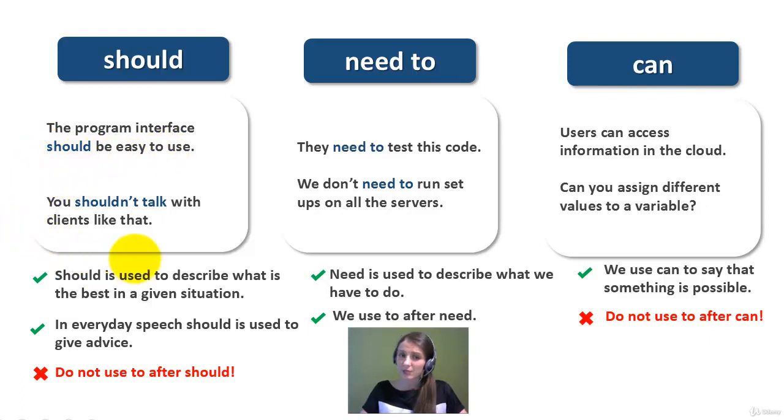Now, in everyday speech, you would use should to give advice. For example, you shouldn't talk with clients like that. Now, pay attention. In positive sentence, should is just should. In negative sentences, we say shouldn't. We don't say don't should or didn't should. We don't use any additional words to make negative sentences. Just add not to should. Shouldn't.